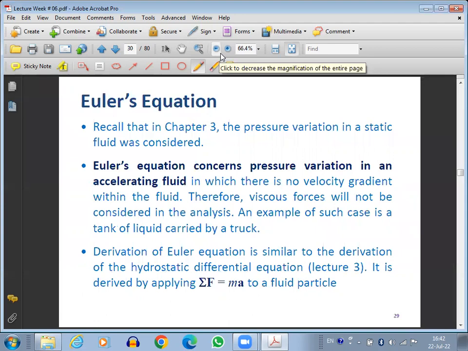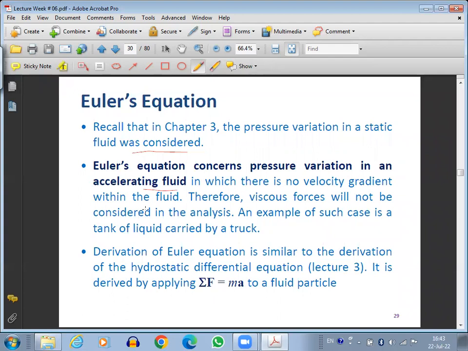Okay, now let's come over to another topic, which is Euler's equation. Recall that in chapter number 3, the pressure variation in a static fluid was considered. So we developed the equation for hydrostatic pressure variation within the fluid. Euler's equation concerns pressure variation in an accelerating fluid.